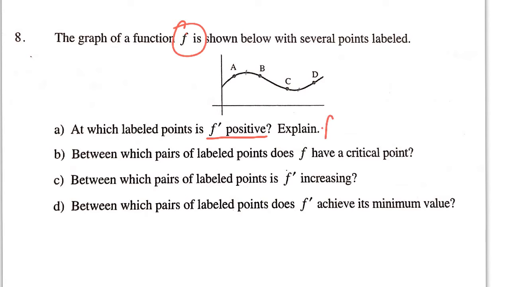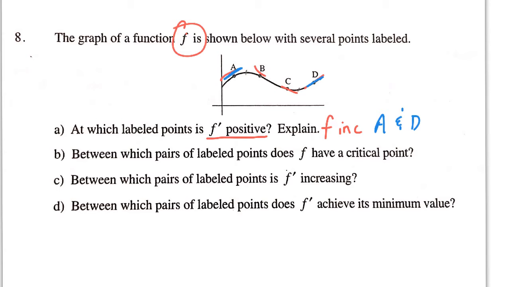So f increasing. And at which points is f increasing? So let's make little tangent lines. Looks like at A it is. Looks like at B it's decreasing. C we're still decreasing. And D we're increasing again. So my increasing points were A and D. Alright, and the reason is because f is increasing at those points.